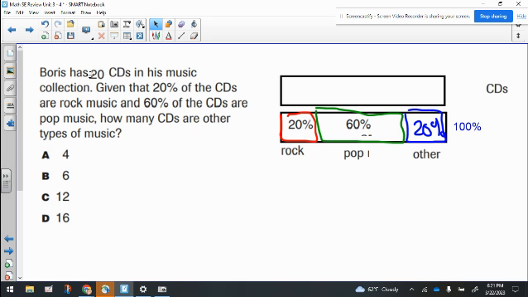Now, where does the 20 go? This 20 that's in the problem, where does it go? That's his entire collection. It's the all of it, right? So let's put that over here.